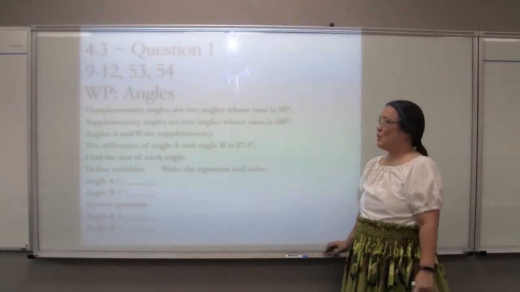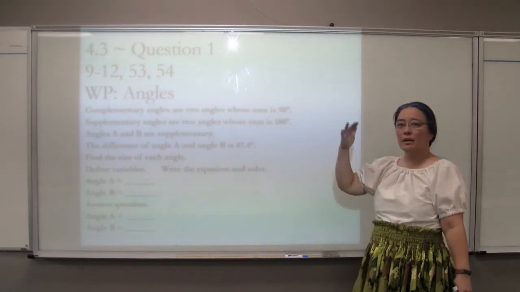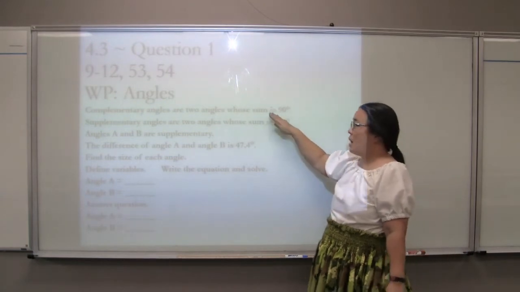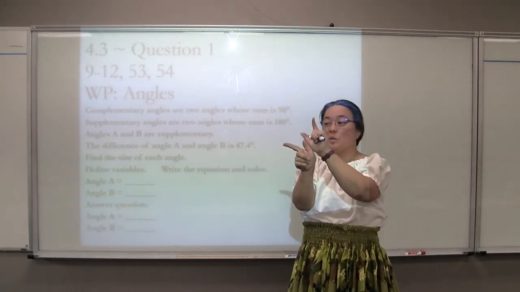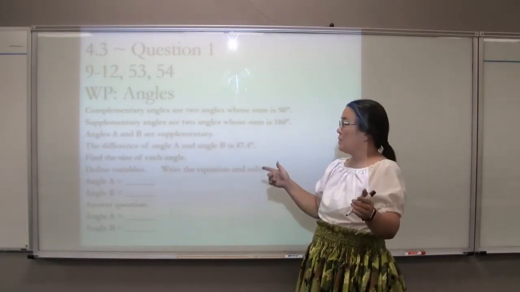Chapter 4, Section 3, Question 1. Word problems again. Word problems with angles. And we think, gosh, we just did word problems with angles back in Chapter 2. Complementary are two angles whose sum is 90 degrees. We did that back in Chapter 2, and they don't have to be next to each other. They just have to be two angles whose sum is 90 degrees.